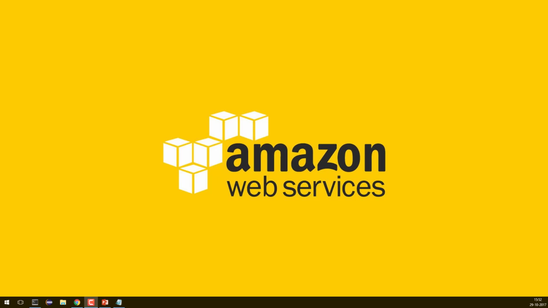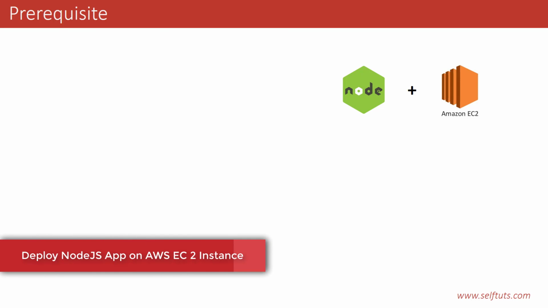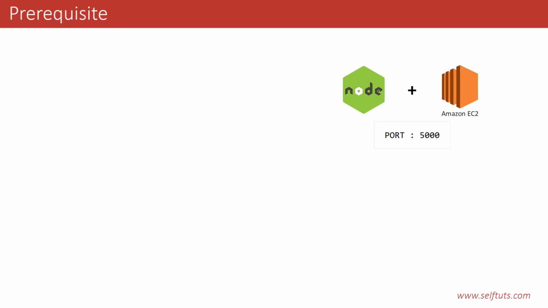In this video we'll see how to deploy a Node.js app on your EC2 instance, that is an Amazon Web Services EC2 instance. We'll be deploying a Node.js app on the Amazon EC2 instance and we'll expose port 5000 for our Node.js app. So our Node.js app will be running on port 5000 and clients or other people can access it on this port. There are some prerequisites before we can continue with this tutorial.